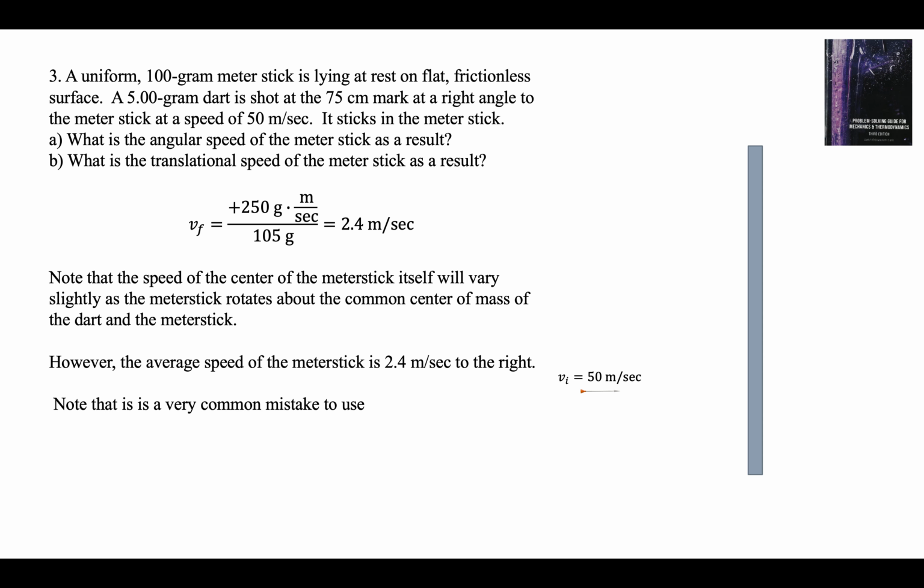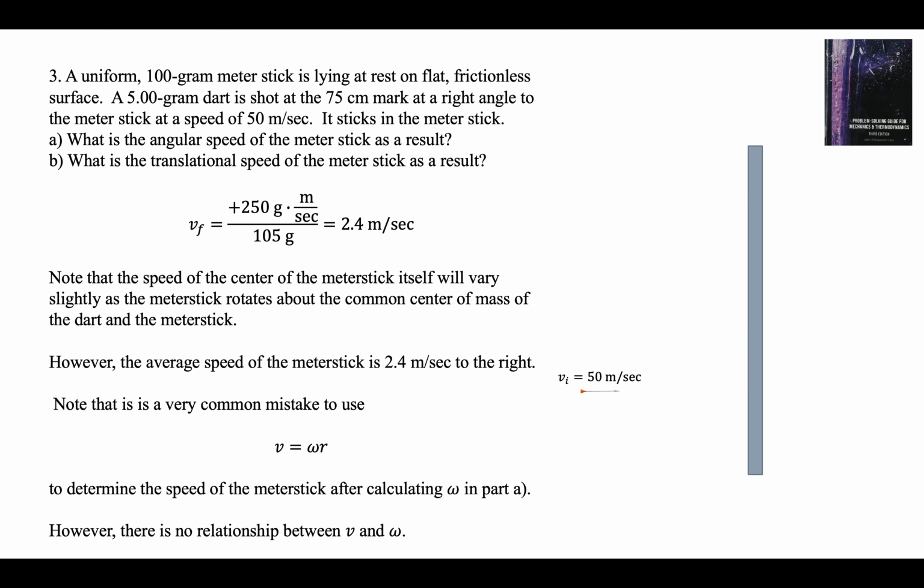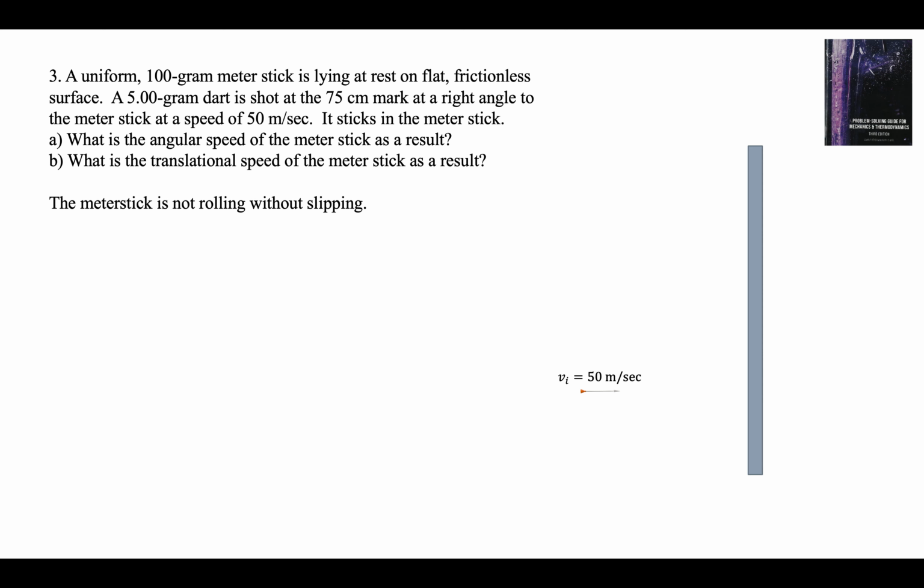Note, it's a very common mistake. Once you calculate omega in part A, to use v equals omega r to get the speed in part B. Students do this when they don't understand what v equals omega r means. That's a very specific situation when it's rolling without slipping. There's no relationship between v and omega in this problem. The meter stick is not rolling without slipping.